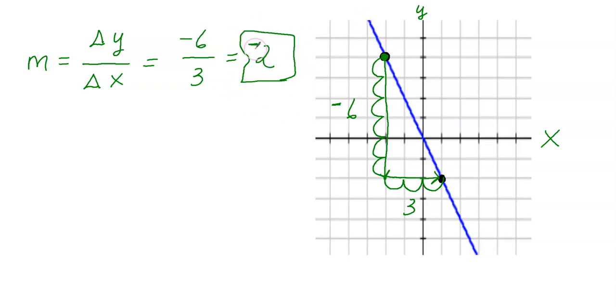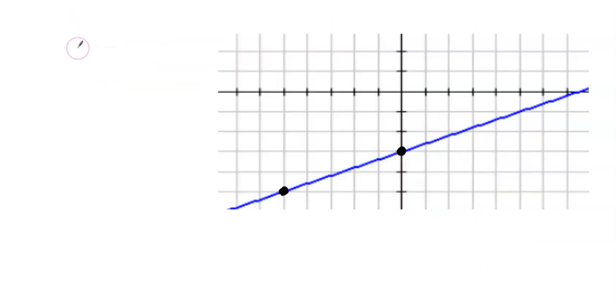And we knew it was going to be negative. If our answer is not negative, we're doing something wrong. We know it's going to be negative because it slants down from left to right. Let's try another example. So remember, the slope is the change of y over the change of x.